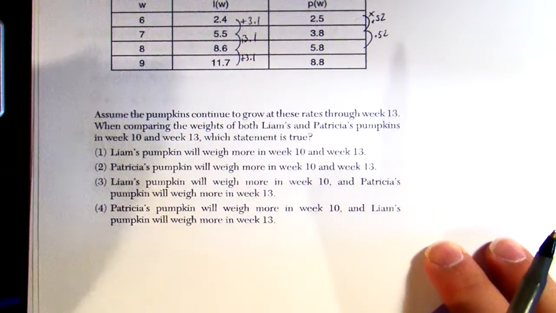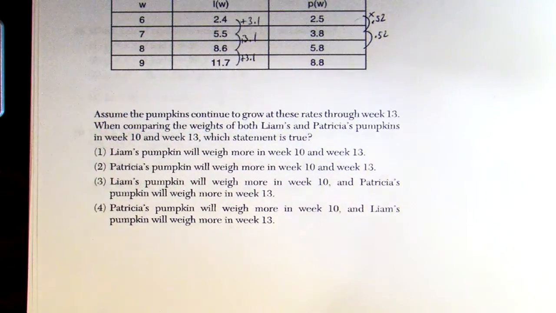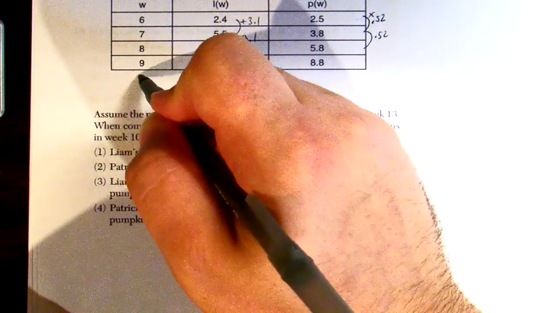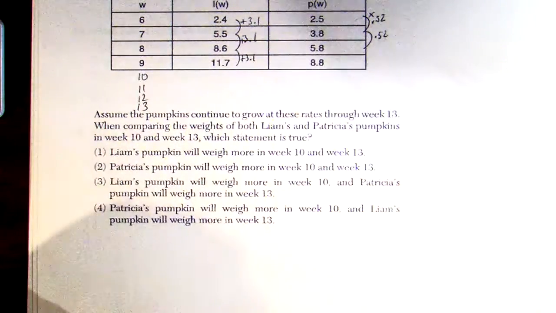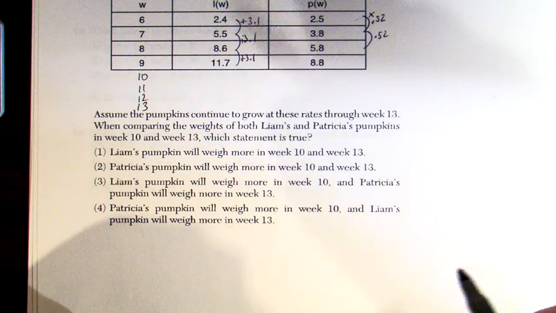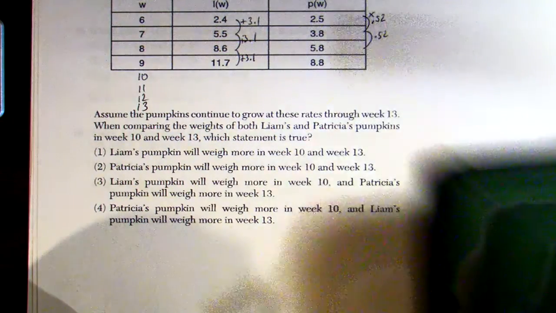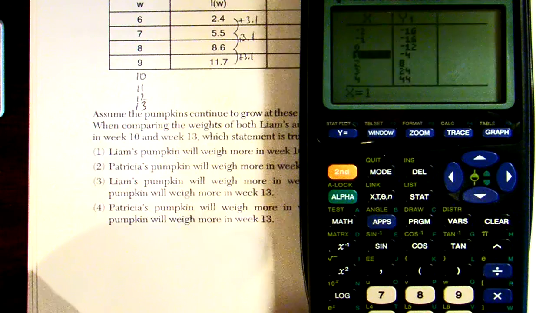Alright, so then, assuming the pumpkins continue to grow at these rates through week 13, when comparing the weights of both Liam's and Patricia's pumpkins in week 10 and week 13, which statement is true? So let's find out. We got to find out all the weeks, 10 through 13, right? So we'll go 10, 11, 12, 13. They didn't really leave you too much room, did they? So if we add 3.1, let's just do that one real fast here. We'll do Liam's.